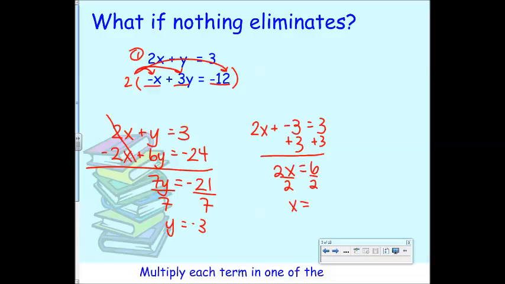Okay? So you can always eliminate. You just might have to do something first. All right? You might have to do something first to get it to be eliminatable. All right? And again, you can eliminate if the signs are opposite and the number is the same. So sometimes you just need to get the numbers the same.